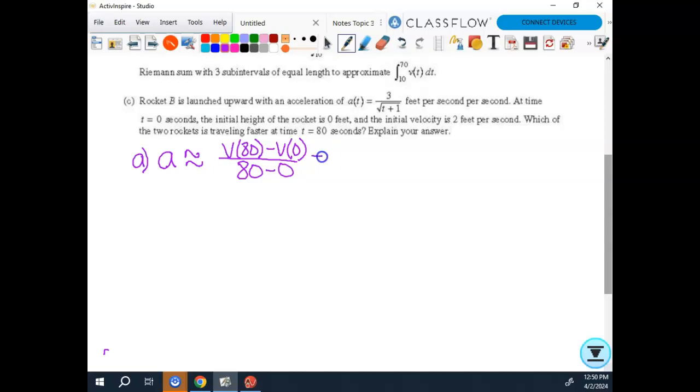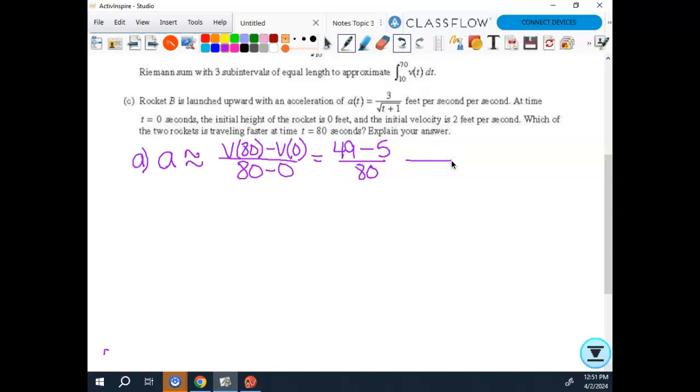Okay, so what is v of 80? 49, minus v of 0 is 5, over 80. And then, really, I can leave it like that. Maybe we could go farther, and maybe if I needed to use it for another question, I might go back and simplify it. But that's it. I need units.